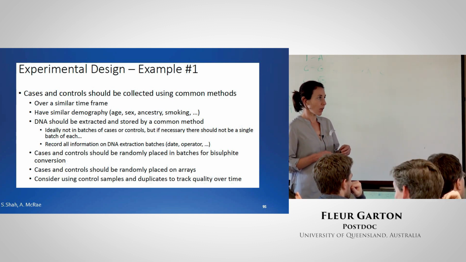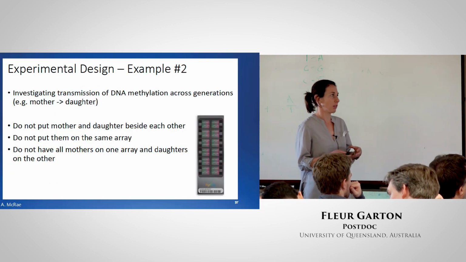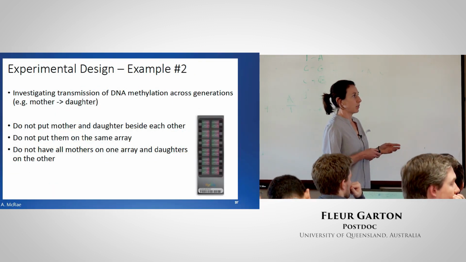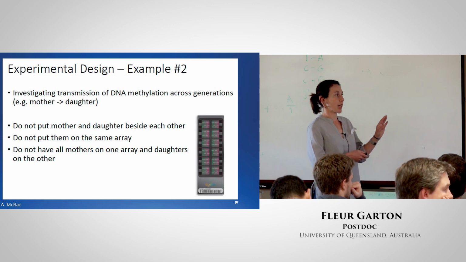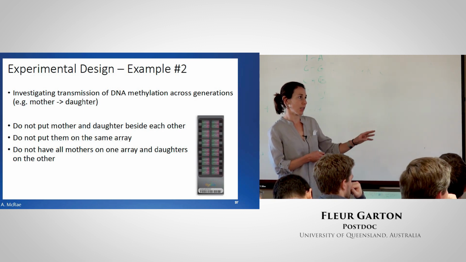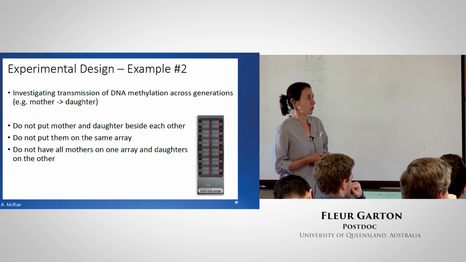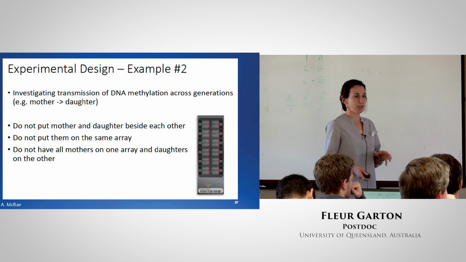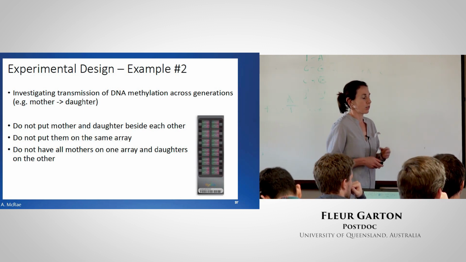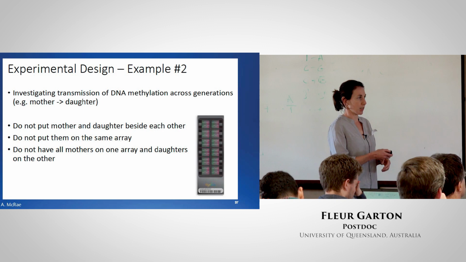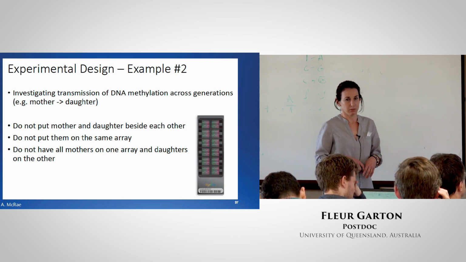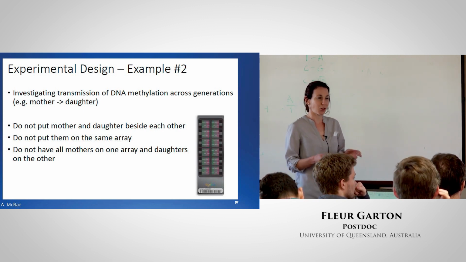If you're thinking about designing an experiment, for example, say you want to investigate the transmission of DNA methylation across generations, so you've got mothers and daughters, how would you actually place them on your chip array? What would you not do?